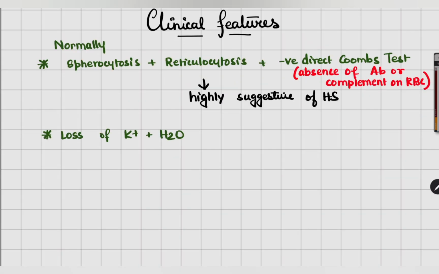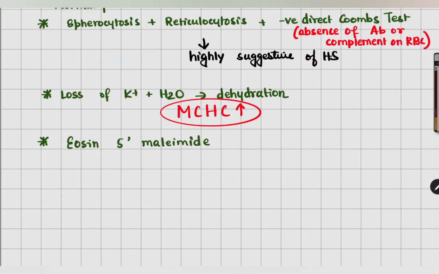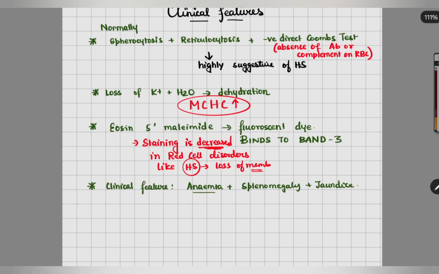Also, due to membrane rupture, there is loss of potassium and H2O, which leads to dehydration. And in dehydration, we have read that mean corpuscular hemoglobin concentration is increased because hemoglobin is more concentrated when there is dehydration. We can also use a fluorescent dye known as eosin-5-maleimide, which binds to band 3, and in this case staining is decreased in red cell disorders like hereditary spherocytosis because of loss of membrane structures. As extravascular hemolysis happens, the clinical features will be anemia, splenomegaly and jaundice.